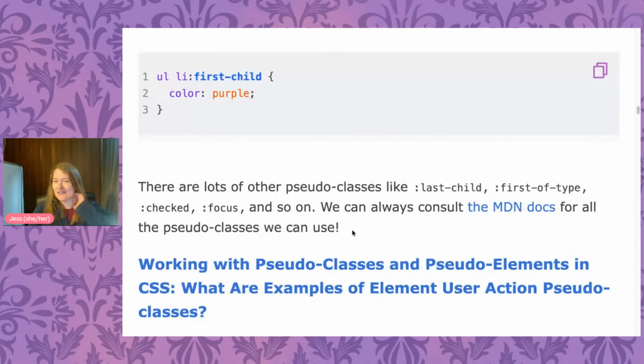And there's a bunch of other these. We say the last child instead of the first one, the first element of this type, checked if there's a checkbox, or focus if you're in it. Don't worry about it. Trying to learn all of these all at once right now would probably be a lot. But we can always come to the docs.